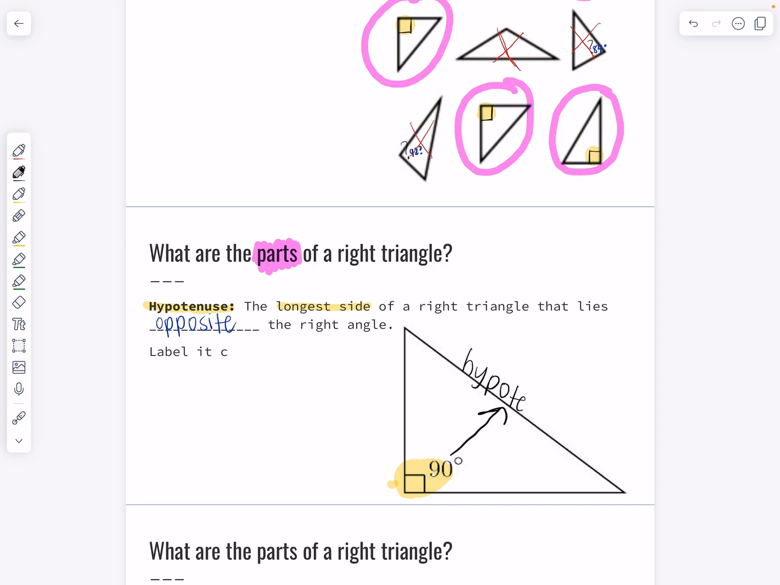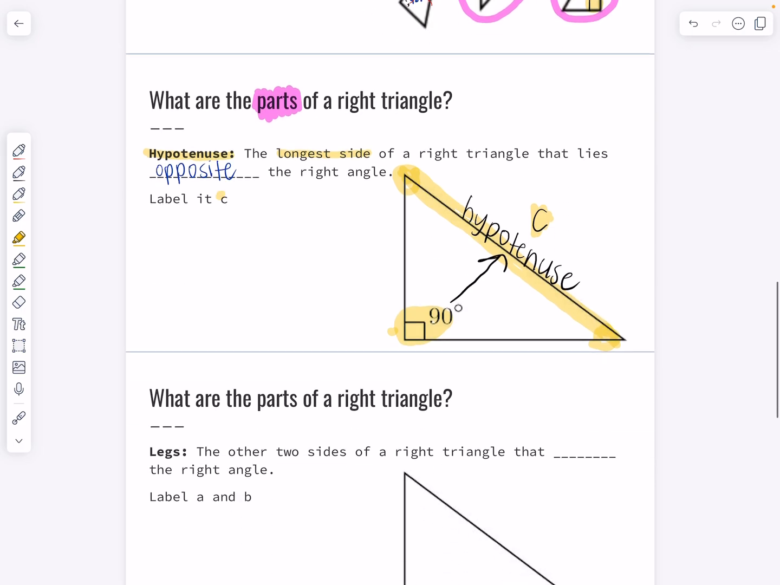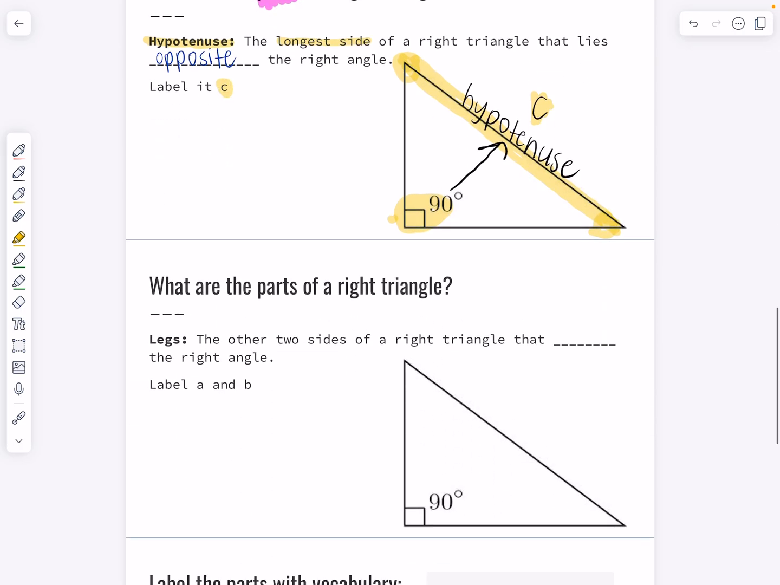Hypotenuse. And most of the time, we're going to label our hypotenuse the C value. So I'm going to highlight it. The right angle shows me that my right angle is across from my hypotenuse, and that's the longest side. And we're going to label that C. Okay, so we're going to label the hypotenuse C on most of the triangles that we're working with.